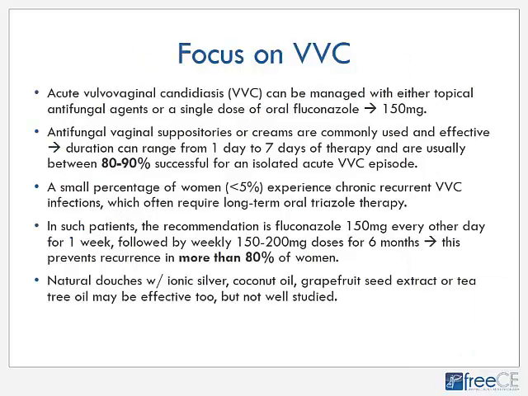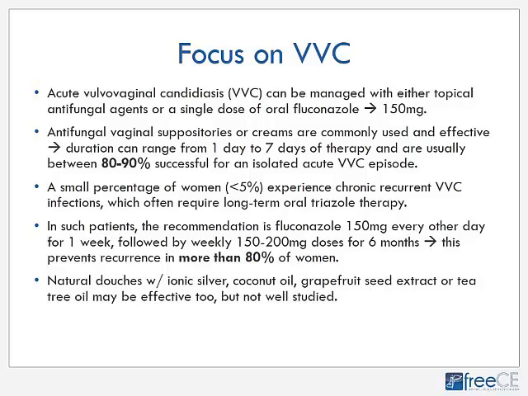Acute vulvovaginal candidiasis, or VVC, can be managed with either topical antifungal agents or a single dose of oral fluconazole, typically 150 milligrams. Antifungal vaginal suppositories or creams are commonly used and effective. The duration can range from 1 day to 7 days of therapy and is typically between 80 to 90% successful for an isolated acute VVC episode.